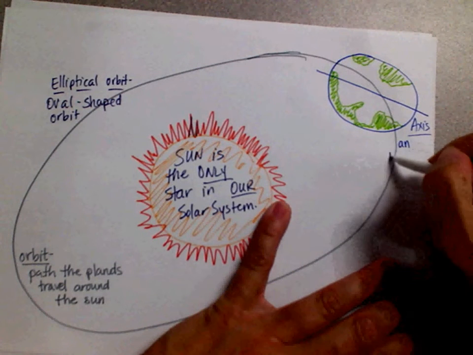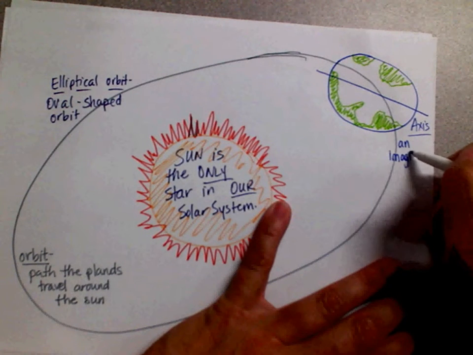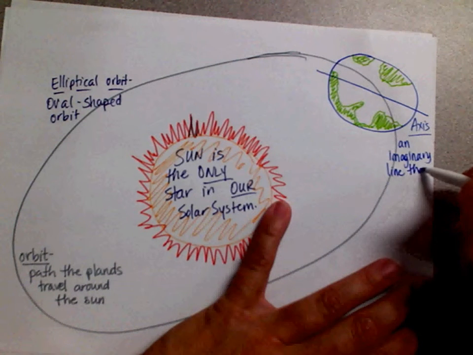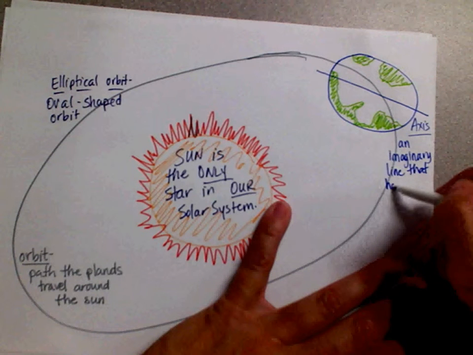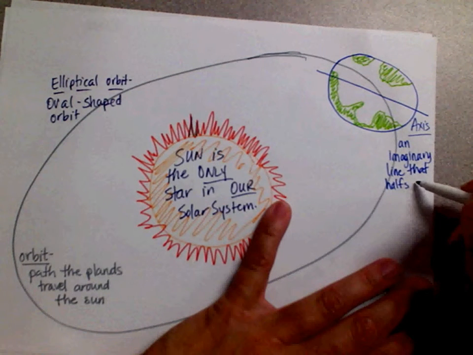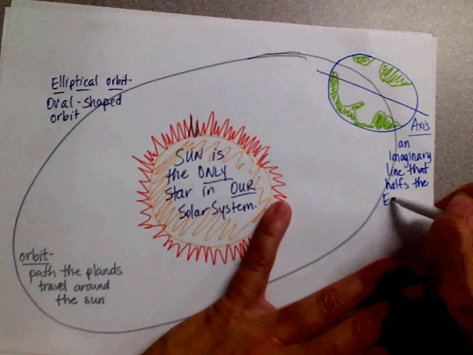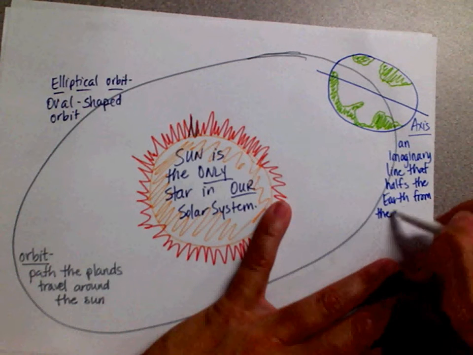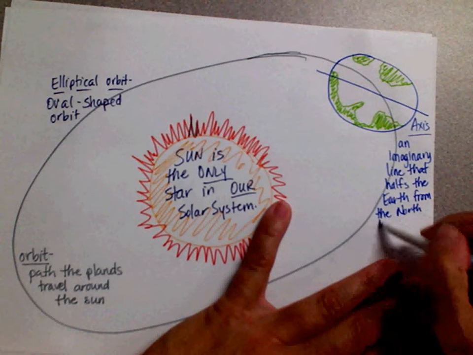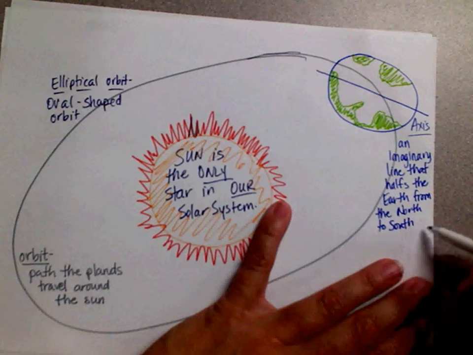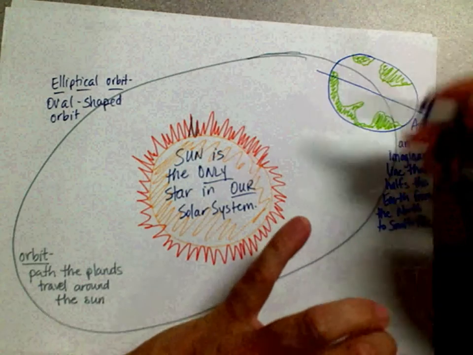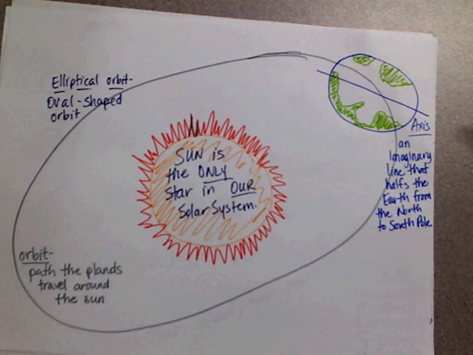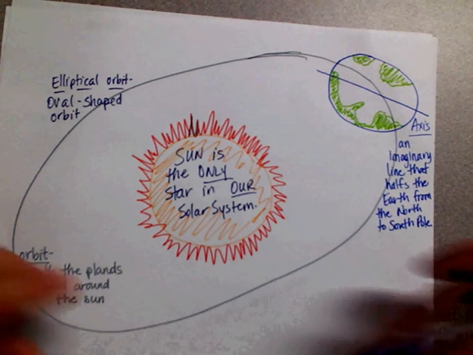So our axis is an imaginary line that halves the Earth from the North to South Pole, right? And that's where our Earth rotates, right? What does rotating cause? Day and night. Look at how smart y'all are. Love it, love it, love it.